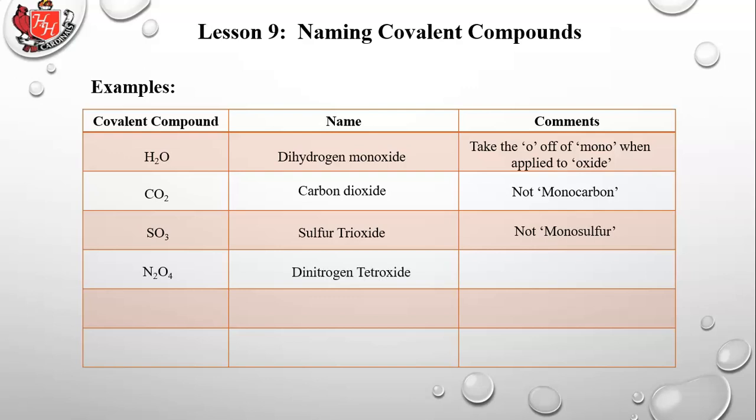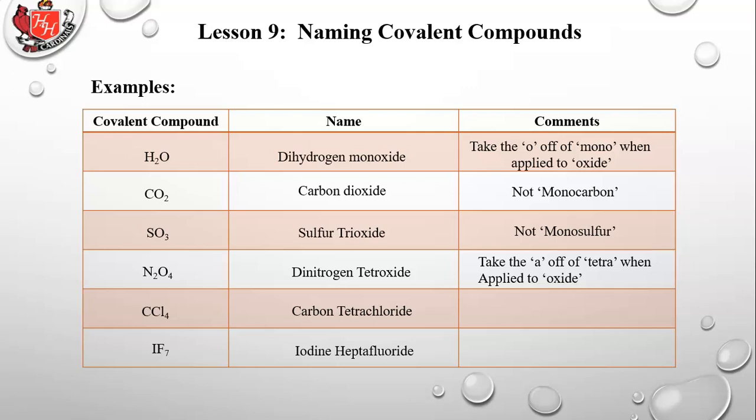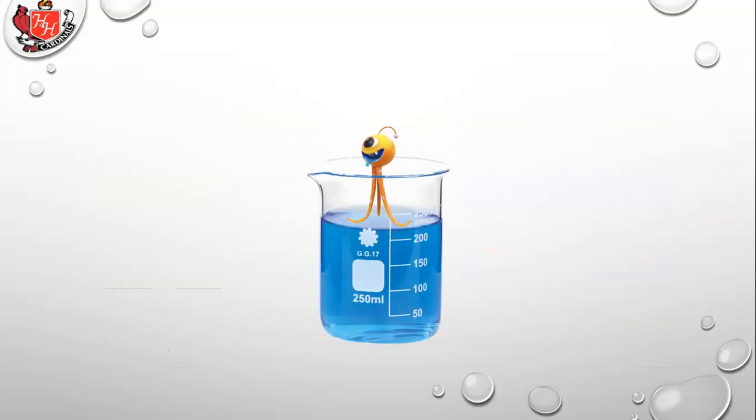N2O4, dinitrogen, there's 2 nitrogens, tetraoxide, but you take off the A and it becomes tetroxide. Dinitrogen, 2 nitrogens, tetroxide, 4 oxygens. Take the A off of the tetra when applied to oxide. CCl4 is carbon tetrachloride. And finally, IF7 is iodine heptafluoride. And that's it for naming. It's just that simple.